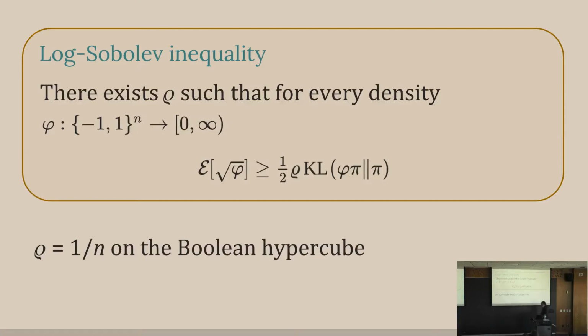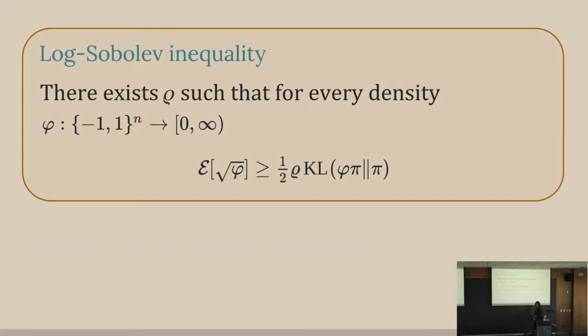On the previous slide, phi was a probability distribution. So phi is a probability density, so it has expectation 1.